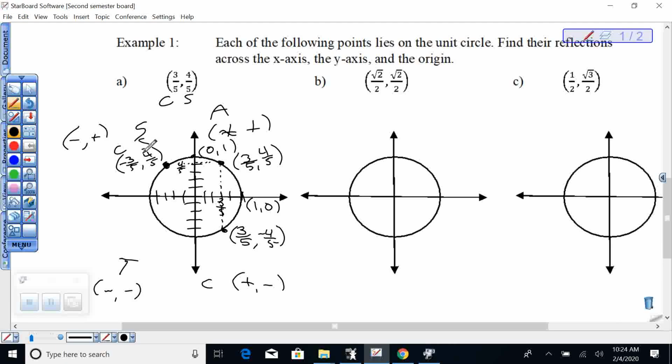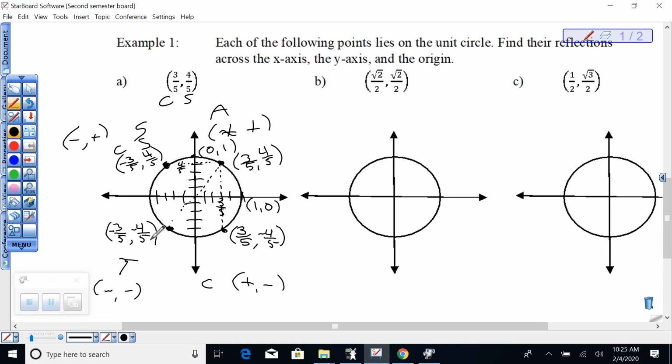Okay, then lastly we have to reflect across the origin. So we're going this way. So now where am I? In quadrant 3 at negative 3/5, negative 4/5. So you see that those values are the same as we reflect, okay?